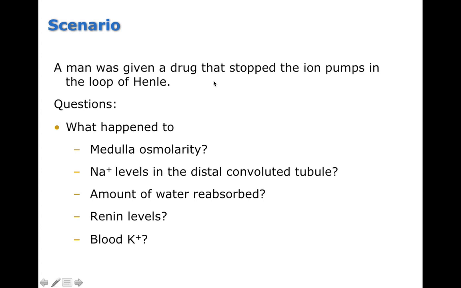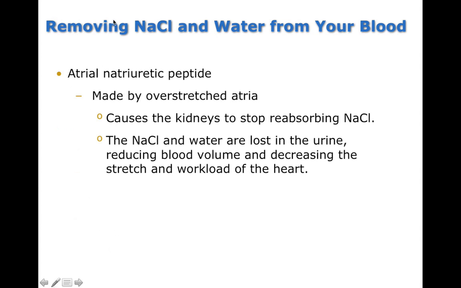So what's weird is that if you gave someone a drug that stopped the ion pumps in the loop of Henle, they could end up with high urine output and also low blood potassium because of loss of too much of this ion. Now, removing sodium and chloride and water from your blood is an important aspect of blood pressure regulation as well. But the problem is that we have no deliberate way to secrete excess sodium. This is why we want to be careful about eating too much sodium in our diets, because our bodies have no deliberate way to secrete too much sodium.